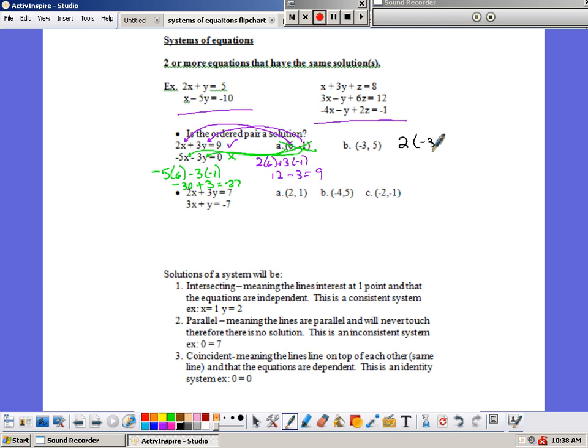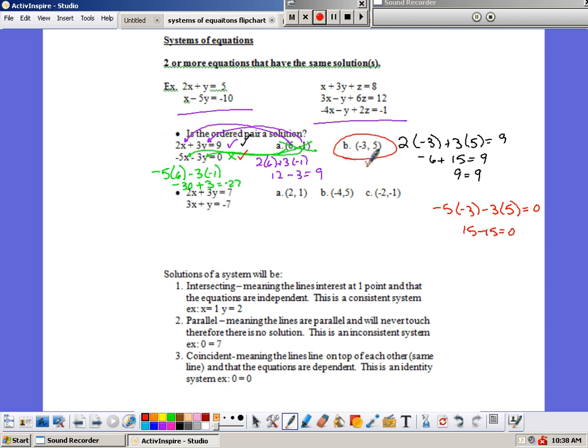2 times negative 3 plus 3 times 5 equals 9. Negative 6 plus 15 equals 9. 9 equals 9. First one works. Let's try the second one. Negative 5 times negative 3 minus 3 times 5 is 0. 15 minus 15 is 0. Works. Therefore, this is a solution.